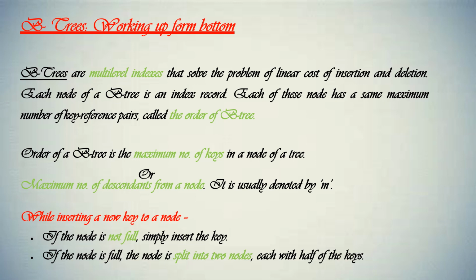The order of a B tree is the maximum number of keys in a node of a tree, or the maximum number of descendants from a node. It is usually denoted by a small m. While inserting a new key to a node, if the node is not full, simply insert the key. If the node is full, the node is split into two nodes, each with half of the keys.